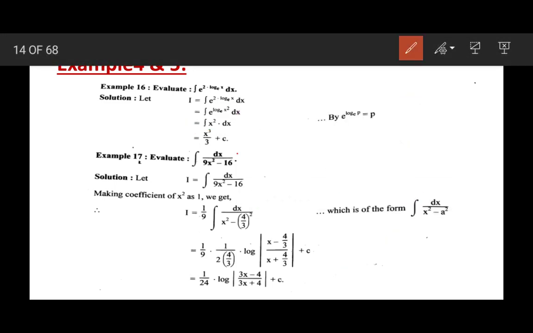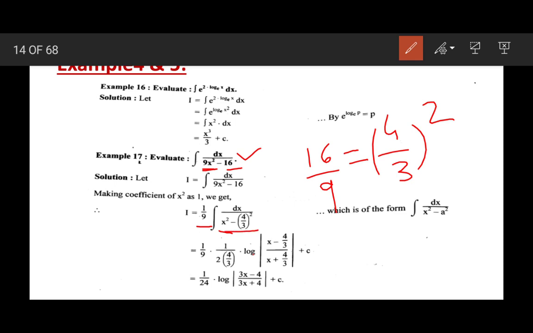Then next is the integral dx upon 9x square minus 16. Same rule. First I have to make the coefficient of x square as 1. So I am going to take this 9 outside. Here it will be only x square, and minus 16 upon 9. This 16 upon 9 means 4 upon 3 whole square. So x square minus 4 upon 3 whole square. Now this is in the form of the integral of dx upon x square minus a square. So what is the formula?